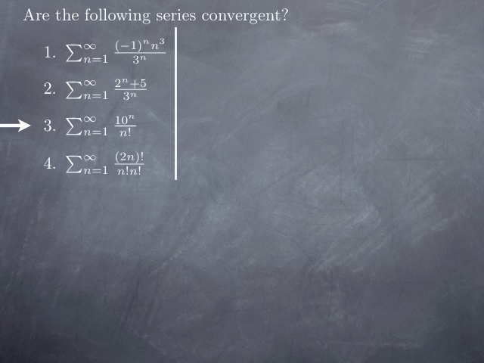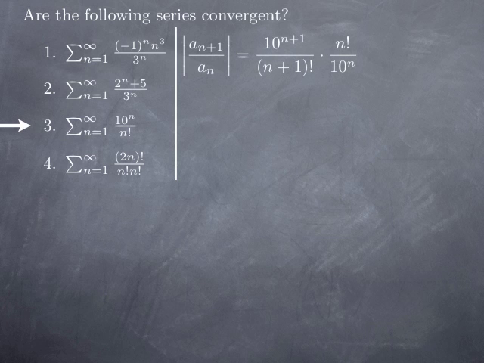Now for our third example, we have the series from 1 to infinity of 10 to the n over n factorial. Both top and bottom go to infinity very quickly, but we want to know whether the corresponding series is convergent or not. And because we have powers, like 10 to the n, and factorials, which are really products, then the ratio test is an appropriate tool. So let's see how that works.